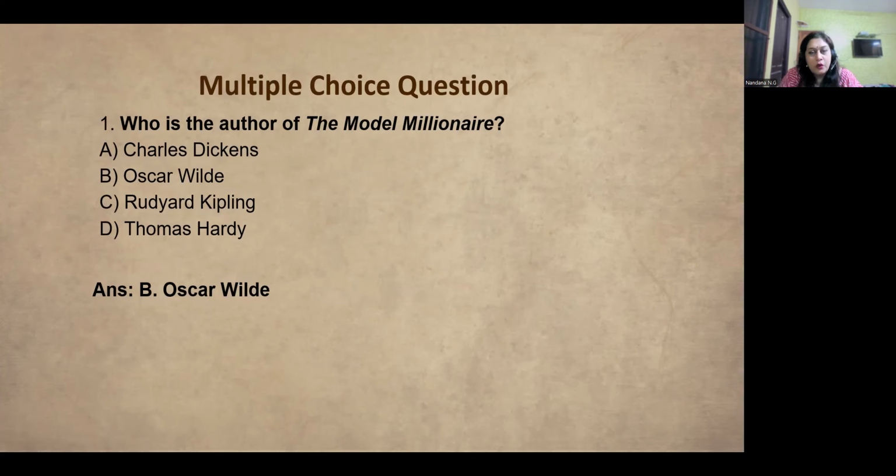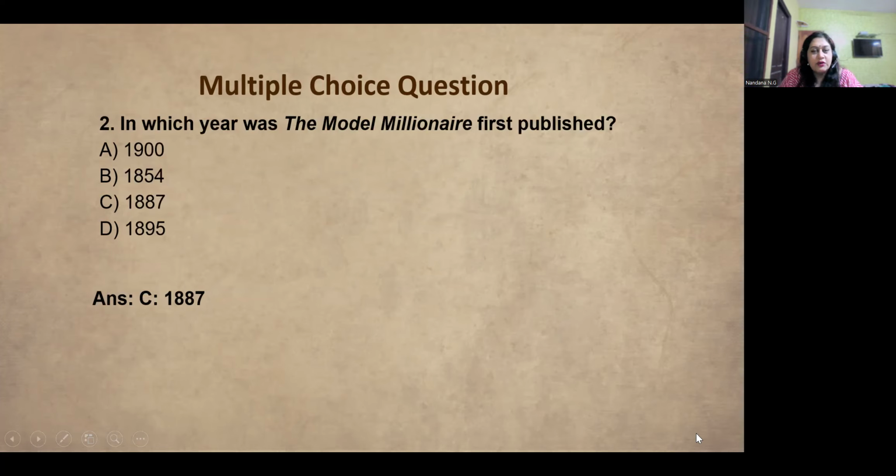The first question: who is the author of The Modern Millionaire? The options provided are Charles Dickens, Oscar Wilde, Rudyard Kipling, and Thomas Hardy. And the answer is option B, Oscar Wilde. Second question: in which year was The Modern Millionaire first published? Four timelines are given here: 1900, 1854, 1887, 1895. And the answer is option C, 1887.